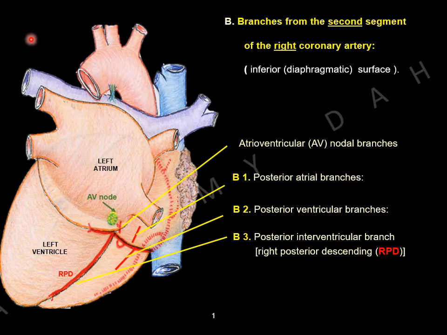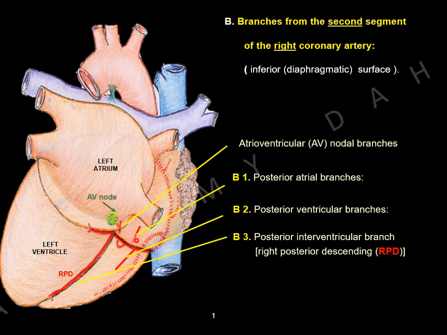This is the posterior view of the heart. This is left atrium. This is left ventricle. This is right atrium, and this is right ventricle. This is posterior atrioventricular groove, and here will be the crus.